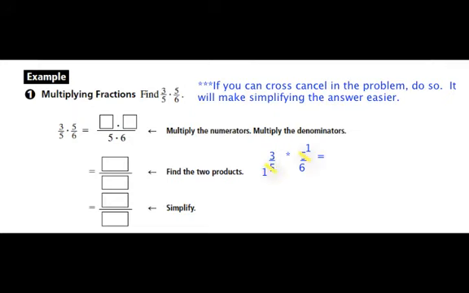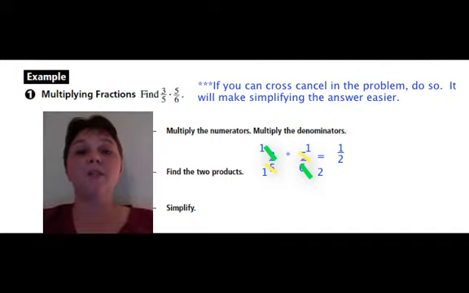Then we can look at the other diagonal, the 3 and the 6. Is there anything that goes into 3 and 6? Well, 3 does. 3 divided by 3 is 1. 6 divided by 3 is 2. So we end up with a problem of 1 times 1 for the numerator, which is 1, and 1 times 2 for the denominator, which is 2. So our answer is 1/2. Pause the video if you need more time to copy down the notes.